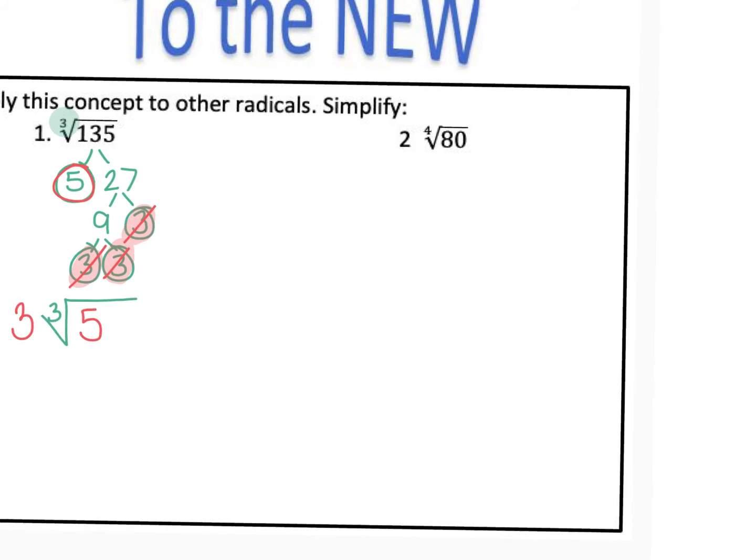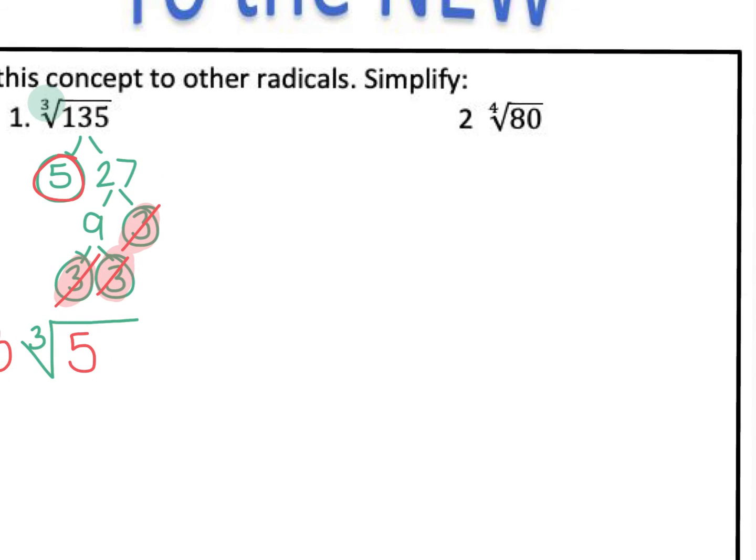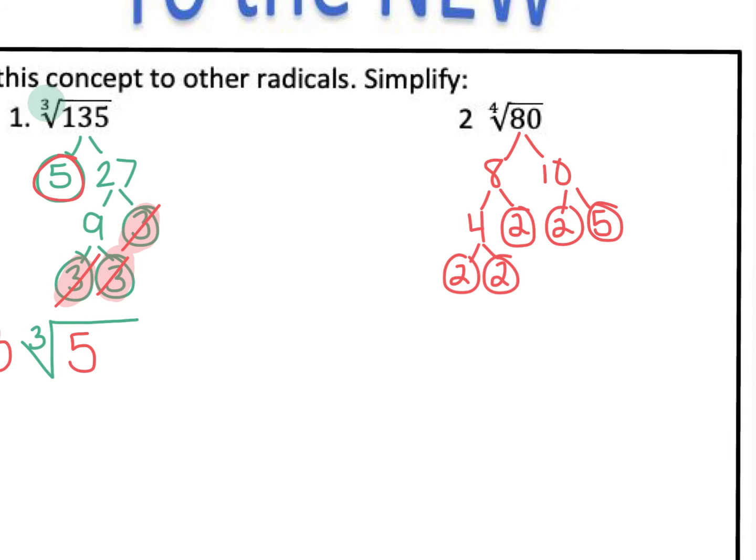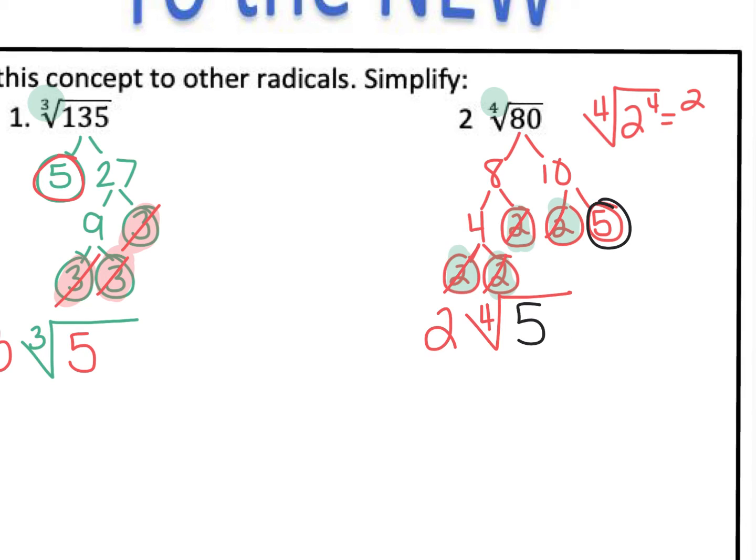All right, let's now simplify the fourth root of 80. So again, make your factor tree. When I make my factor tree, this time I'm looking for anything to the fourth power. I see 2 is there as a factor 4 times. So when I take the fourth root of 2 to the fourth, they undo each other and it leaves me with just 2. So the 2 comes on the outside, and the fourth root of what's left over, I have a 5, stays here. Again, please type both the fourth root of 80 and 2 times the fourth root of 5 into your calculator and confirm that your decimals match.